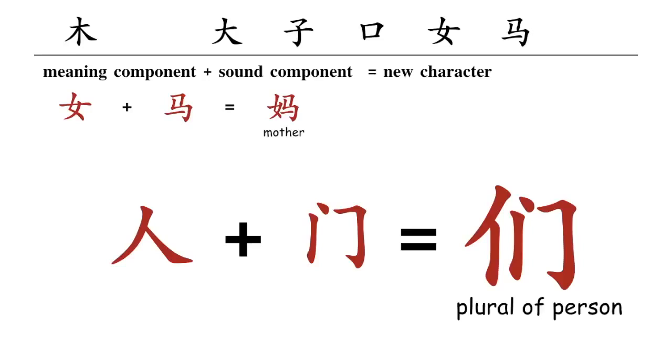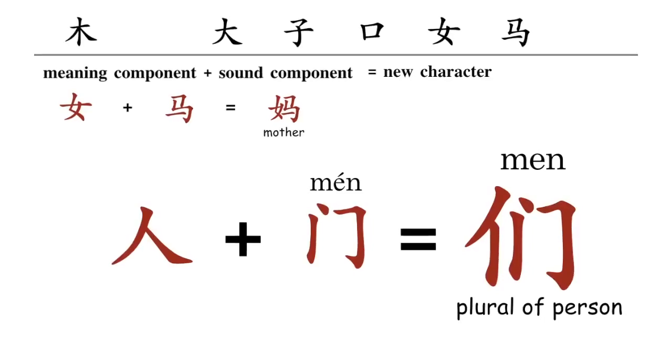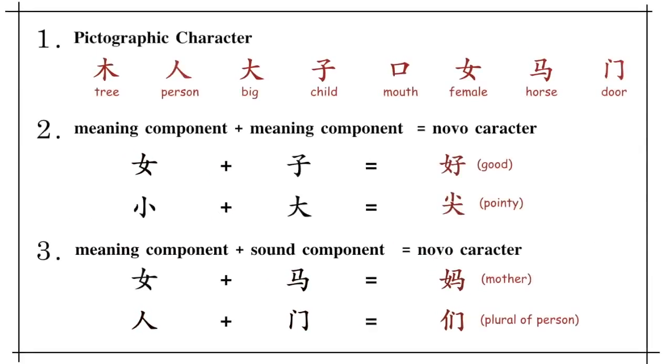So how do we pronounce door in Mandarin? M-E-N, the second tone. Men. And the character meaning plural of person is M-E-N, neutral tone. Men. The same syllable, just cast away the tone. So this is the structure of the characters made of a meaning component and a sound component. Okay, this is pretty much what we have today.